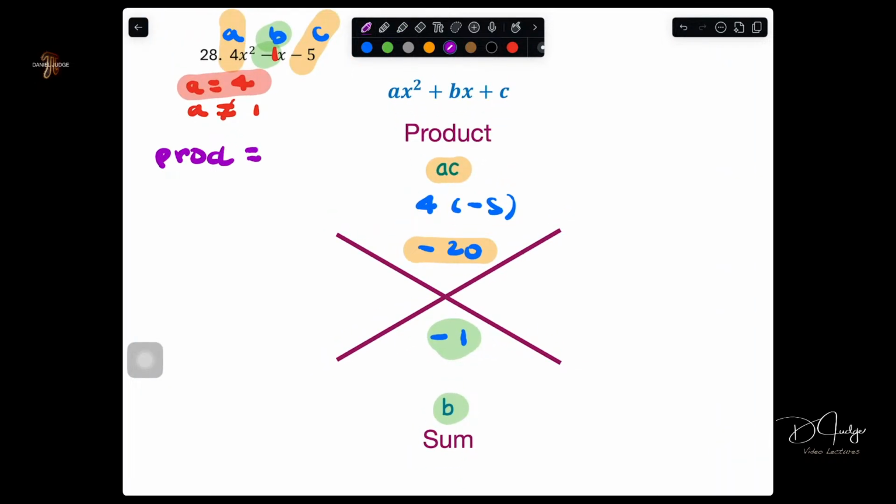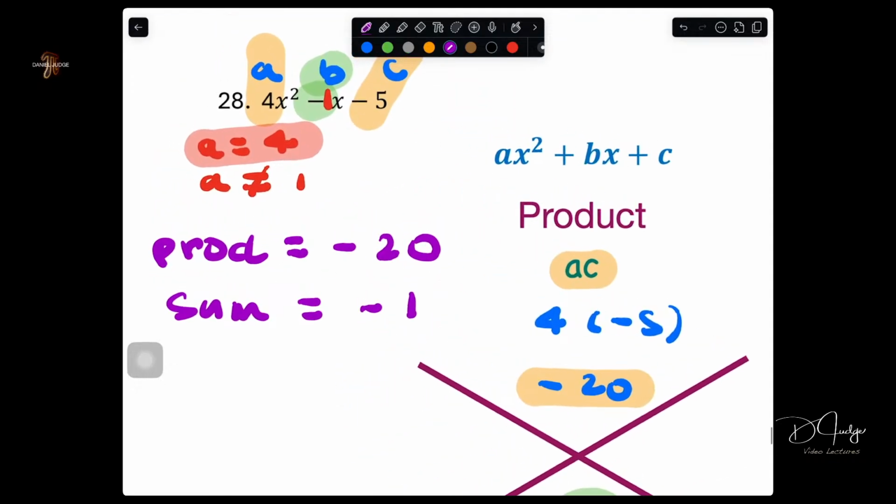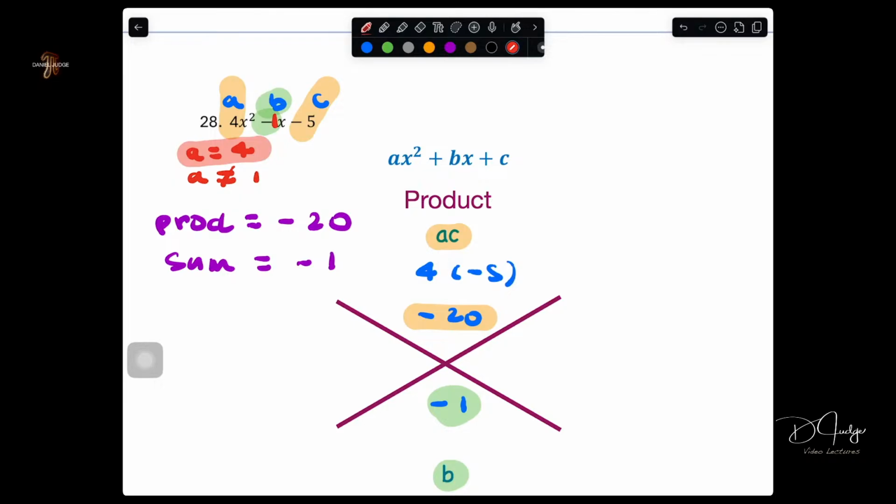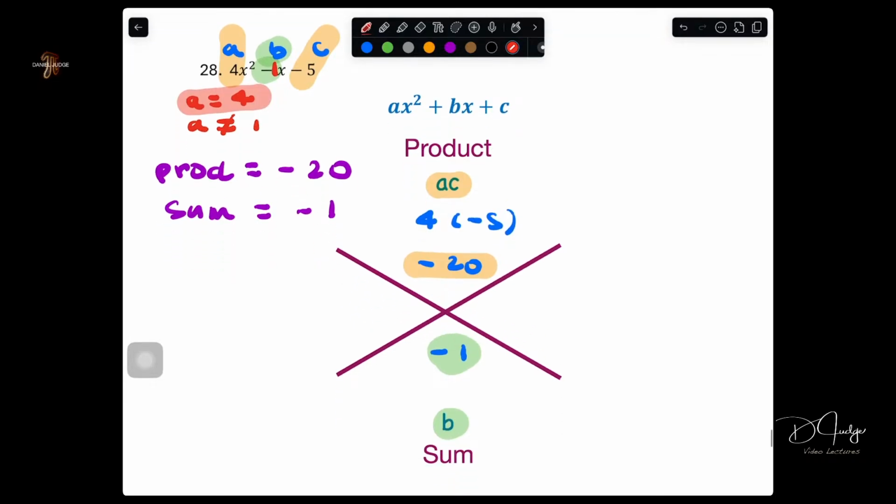Product is negative 20. The sum here is negative 1. So I need two numbers multiplied together is negative 20, but when added is negative 1. Negative 5 times 4 is negative 20. Negative 5 plus 4 is negative 1. So we'll put negative 5 here, positive 4.